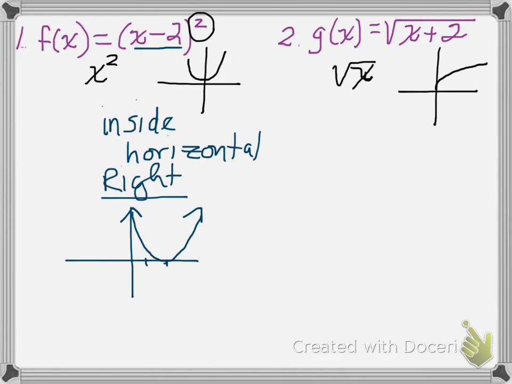Let's move over to problem number 2. We see that we have a plus 2 inside our grouping. Now there's no parentheses there, but that square root is a grouping symbol. So that plus 2 is grouped with the x, which means it's inside, again indicating that it's going to be a horizontal shift. And now it's a plus 2, and again with horizontal shifts we go in the opposite direction of the sign. So a plus 2 actually means we're going to shift to the left by 2 units.